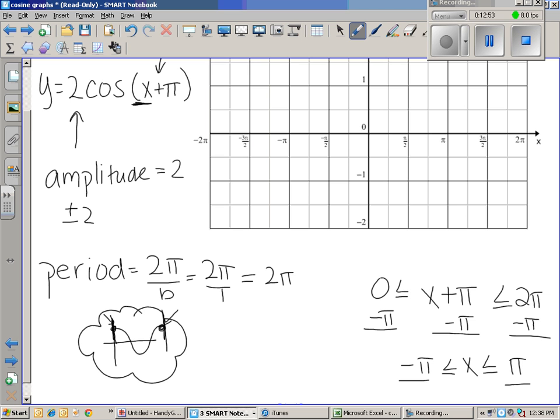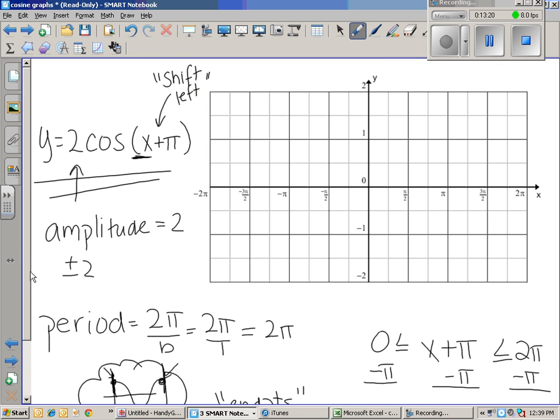These are the endpoints. And I use the word endpoints very loosely because I'm talking about the time for one period to occur. I'm using endpoints so that I don't have to graph an infinite curve. I'm just graphing one period. So at negative pi and pi, I want to come back to my curve and say, okay, at negative pi, I should be up at 2. And at pi, I should be up at 2.